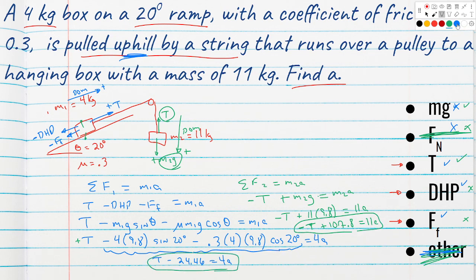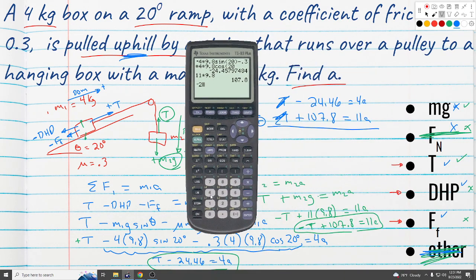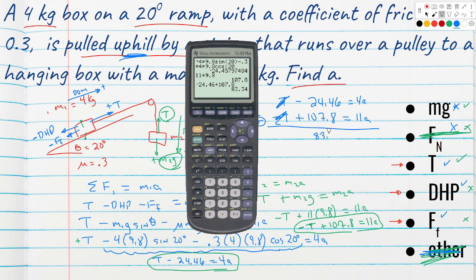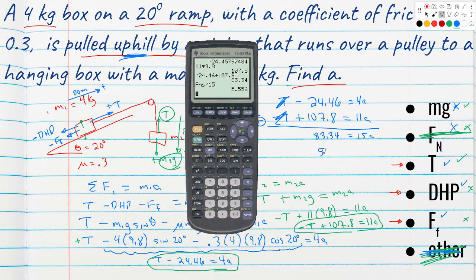I got a second equation that I can't solve by itself, but guess what? When you stack those things up and add, it should be pretty straightforward. T minus 24.46 equals 4A, and negative T plus 107.8 equals 11A. And I want to add straight down. T minus T cancels out. I've got a negative 24.46. Just make sure you get that negative in there, and then the plus 107.8 works out to 83.34. Adding straight down, I'd have a 15A. I need to divide both sides by 15. Looks like that, and I got a 5.56. That's going to be meters per second squared of acceleration. That's the number that they want right there.